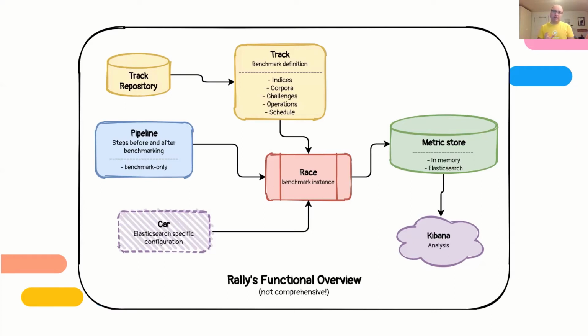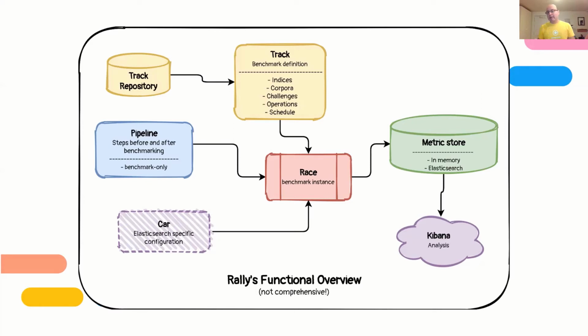There is also something called a pipeline, which is not like the typical pipeline you're used to, but it's something that you can do before and after a race. So let's say you want to benchmark a certain version of Elasticsearch, and you want to build from sources. A pipeline will allow you to do all the processes before you create your cluster, from building the Elasticsearch version to creating your cluster, and then tear down your resources when you're done after the race.